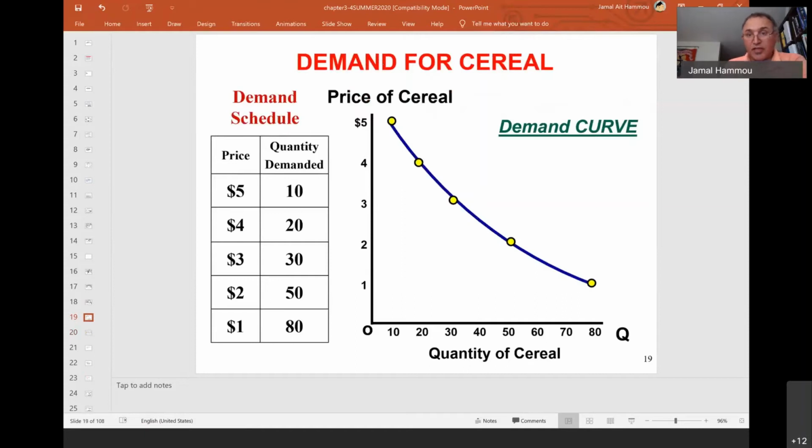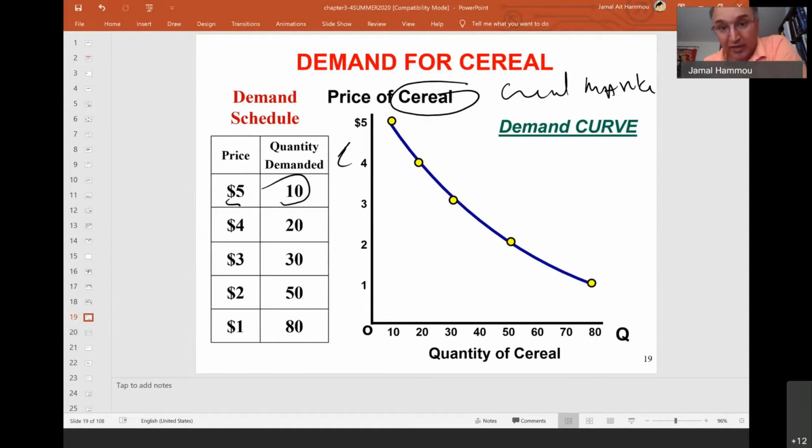You have the demand schedule here. So at the price of 5 for ice cream. First, every time you're trying to use a demand curve, you also put the name of the product to say that we are in the cereal market. And then we have the demand schedule. So at the price of 5, the quantity demanded is 10.